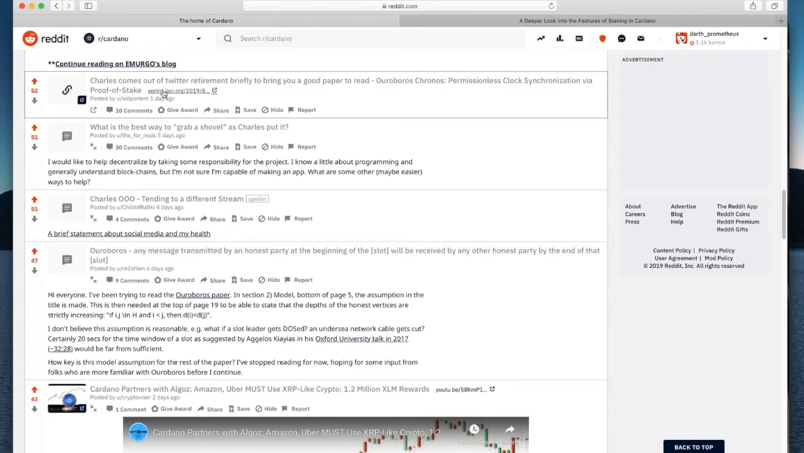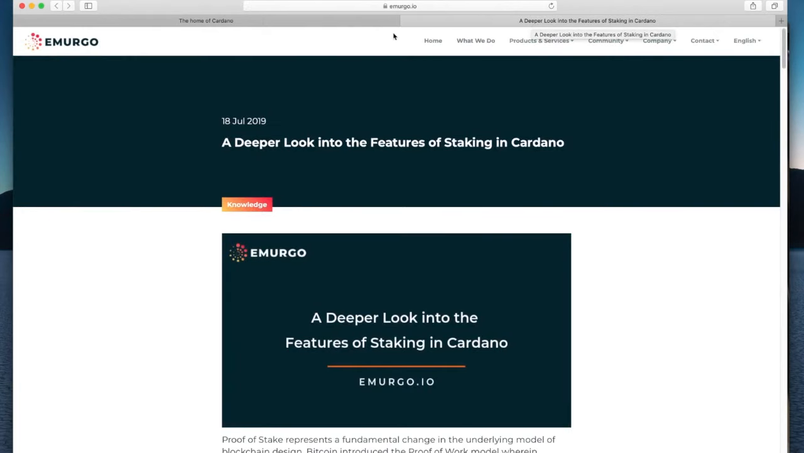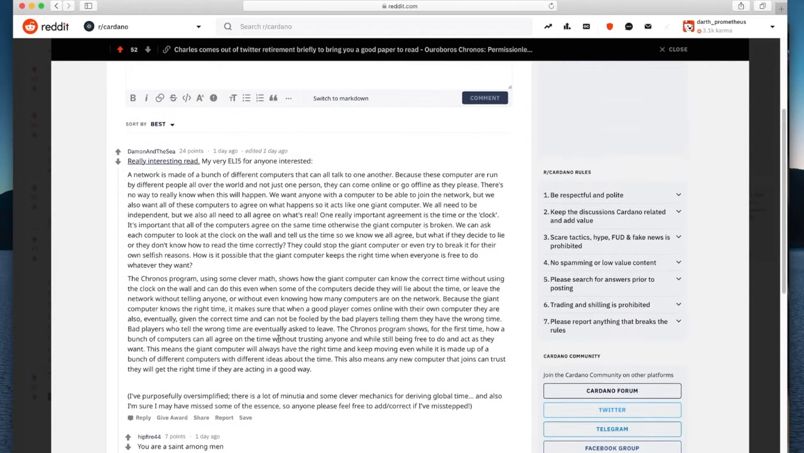And he posted this ePrint.org article that goes on to describe protocol-level information about Ouroboros Kronos, which describes time synchronization. It describes how time can be passed over the blockchain to help multiple nodes that are joining and leaving the network to have the same time information so that they can synchronize properly. I'm going to drill into this article for a moment.